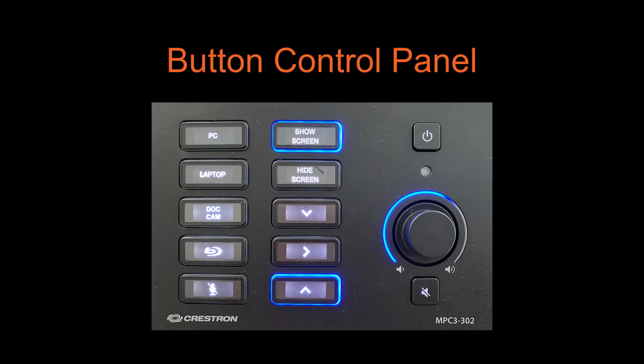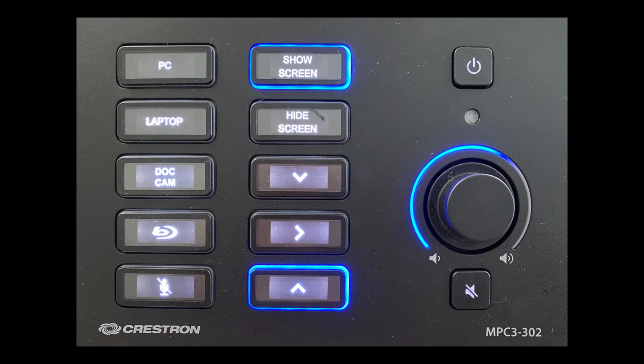Today, we are going to demonstrate how to use the button control panels. First, turn the panel on using the power button in the upper right corner. The first 4 buttons in the column on the left are for the type of visual you would like to display on the projector screen.